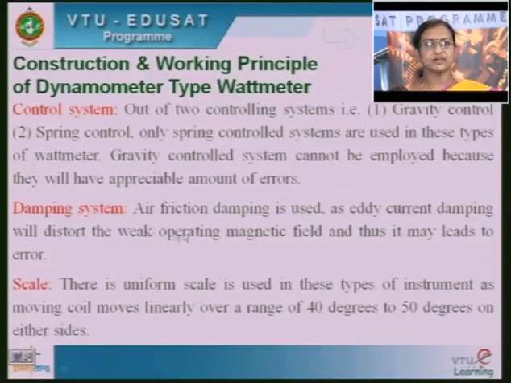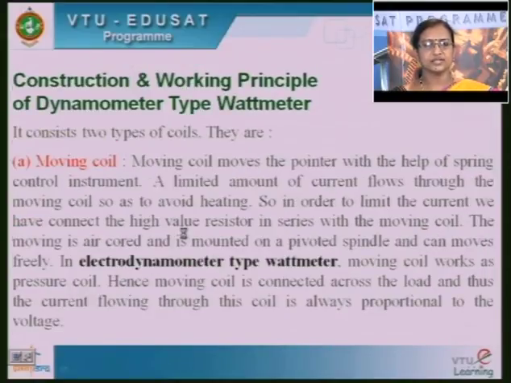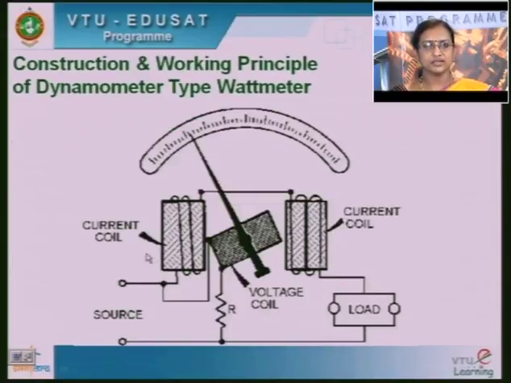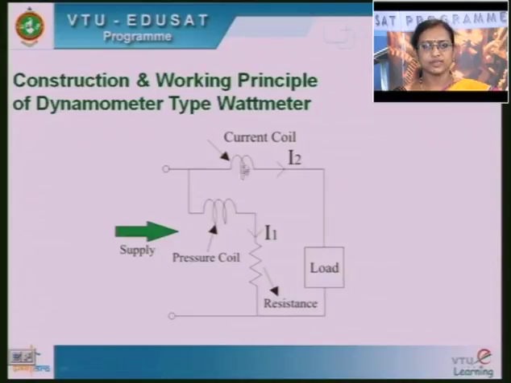So next, the deflecting torque produced. Here you see that the current coil is connected in series. Here the currents I1 and I2 will flow. What will happen here? Since the current I2 is flowing, the flux Phi2 will be produced, and due to the current I1 flowing through the pressure coil, the flux Phi1 will be produced. Due to the interaction of Phi1 and Phi2, the deflecting torque will be produced.